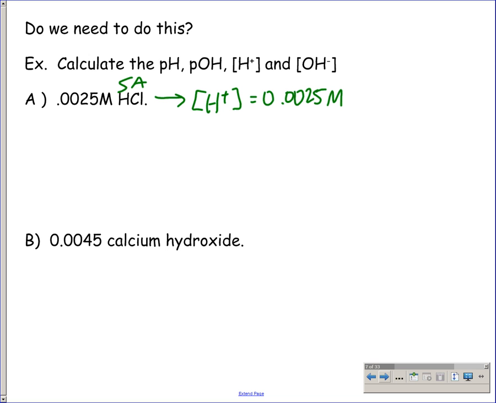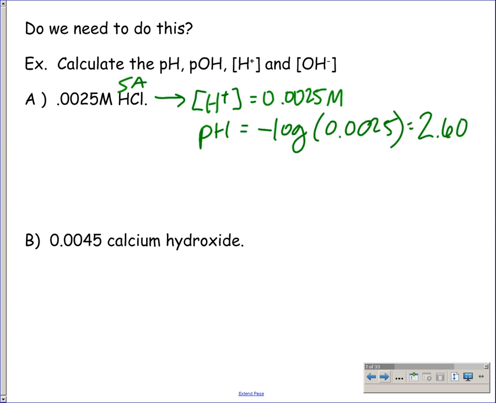So H plus concentration is equal to 0.0025. Then if you have the concentration, you can automatically do the pH. pH equals negative log of the concentration of H plus, which gives me 2.60. I'm going to tell you this now. The sig figs in pHs are weird. You'll notice that the concentration has 2 sig figs in it. So the pH also has to have 2 sig figs, but sig figs only count after the decimal. That is why I have 0.60, because the 2 sig figs are occurring after the decimal in pHs.